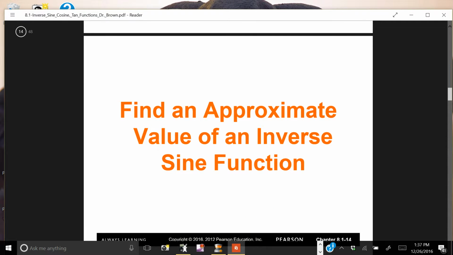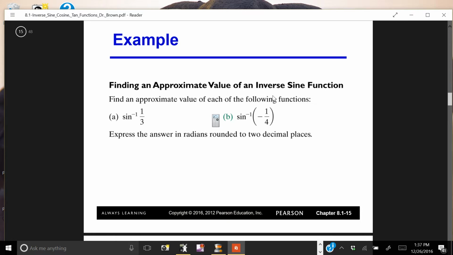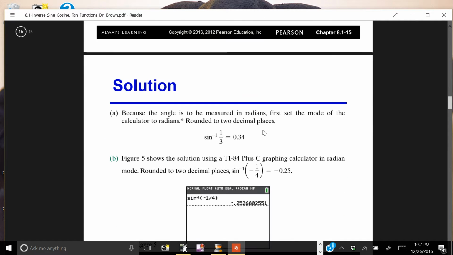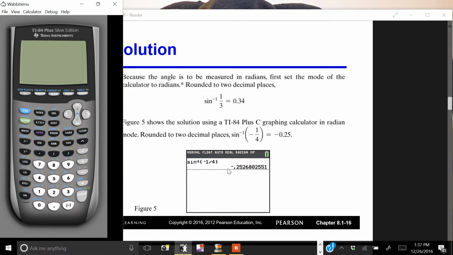Now, find an approximate value of an inverse sine function. We're now going to find the inverse sine of 1/3 and the inverse sine of minus 1/4. And we're going to do this on our calculator. Bring up the calculator, turn it on, and make sure we're working in radians, that we're in the radian mode.